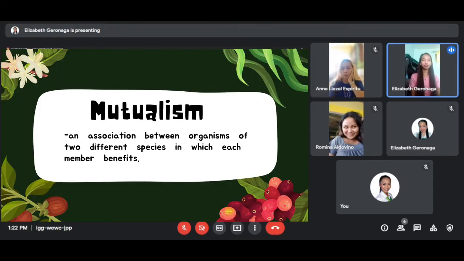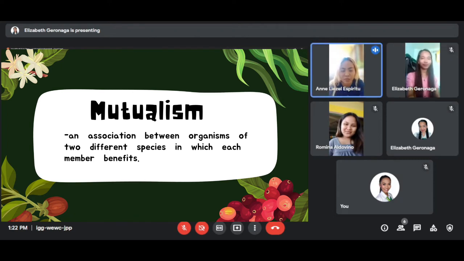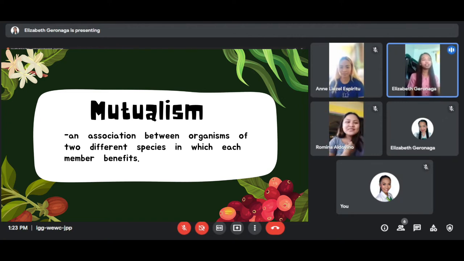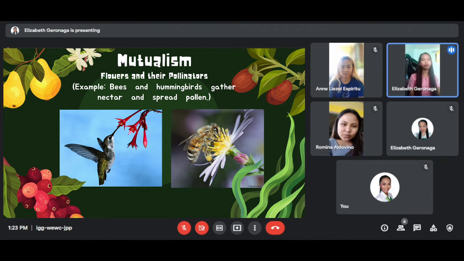The first relationship that we have is mutualism. Can somebody read the definition of mutualism? Ma'am, me. Mutualism, an association between organisms of two different species in which each member benefits. Okay. This is an example of the relationship of mutualism. As you can see in the picture, there are birds and flowers, bees and flowers. In this relationship, the bird benefits because it acquires food, and for the flower, the pollen is spread.